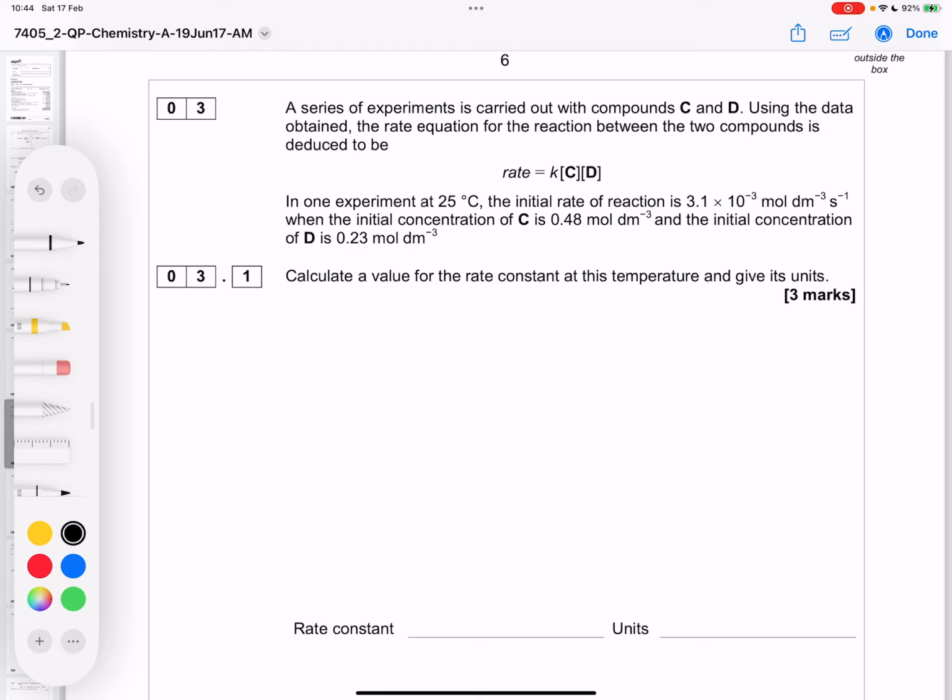A series of experiments is carried out between C and D. Use the data obtained. The rate equation is given below. In one experiment, the initial rate is 3.1 times 10 to the minus 3, and C, which is this one, is 0.48, and D, which is this one, is 0.23. Calculate the value for the rate constant.